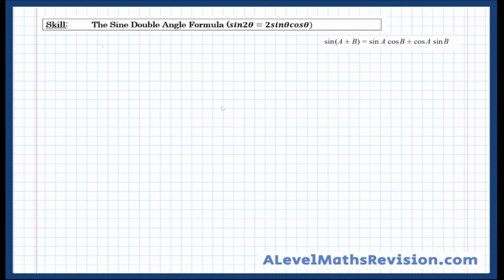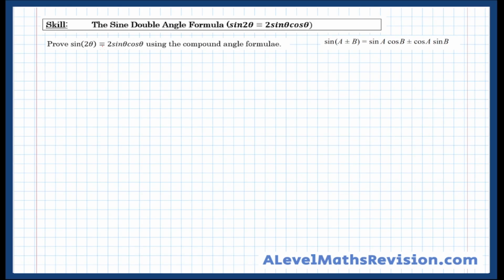So in this lesson, we're going to have a look at the sine double angle formula, which is sine of 2 theta equals 2 sine theta cos theta. So what we're first going to do is have a go at proving this formula. Prove sine of 2 theta is identical to 2 sine theta cos theta using the compound angle formulae.